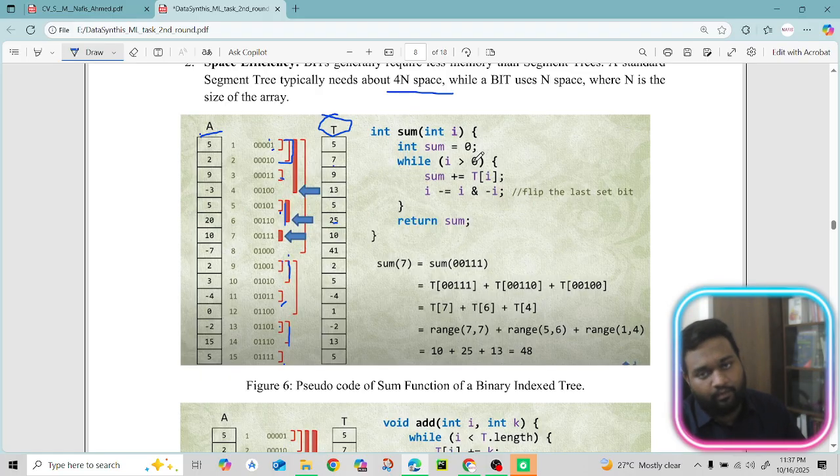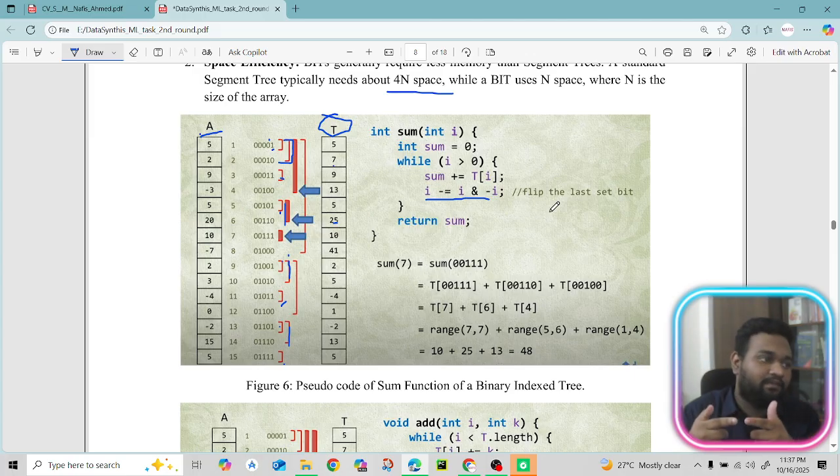Initially, we take sum as a variable initialization. Then what we're actually doing is calculating sum plus T of i, adding the values. Here, this is the significant part: we're flipping the last set bit. Let's go for an example. For example, there's a function called sum of 7.